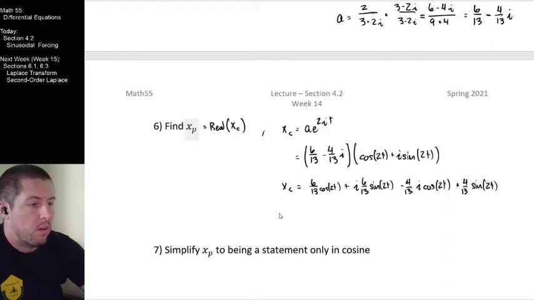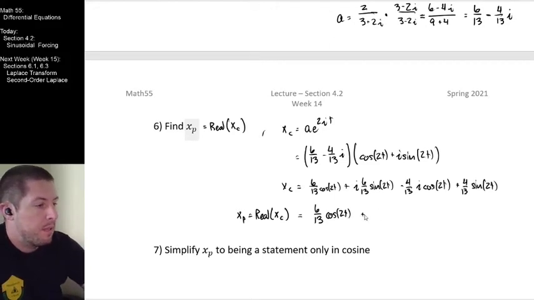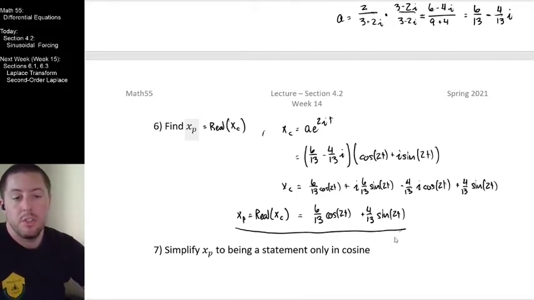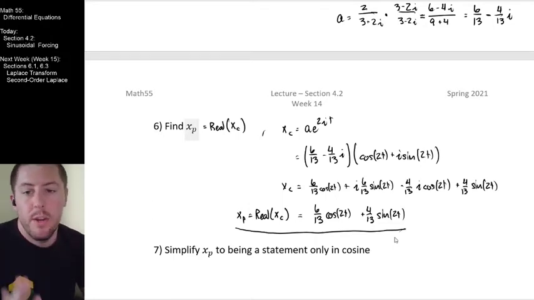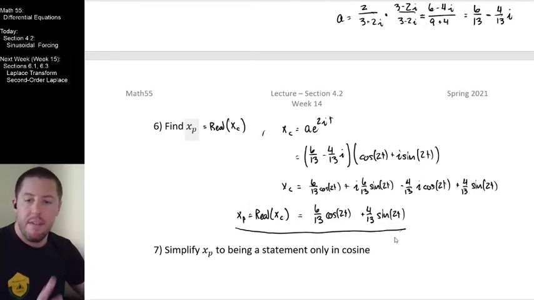It looks like our real part of x sub c. So x sub p is our real part of x sub c. I'm just going to keep those two real components, which is 6/13 cosine of 2t plus 4/13 sine of 2t. So this is sort of like we did it. We definitely have our homogeneous part, and we have our particular part. We can add them together and we're done.